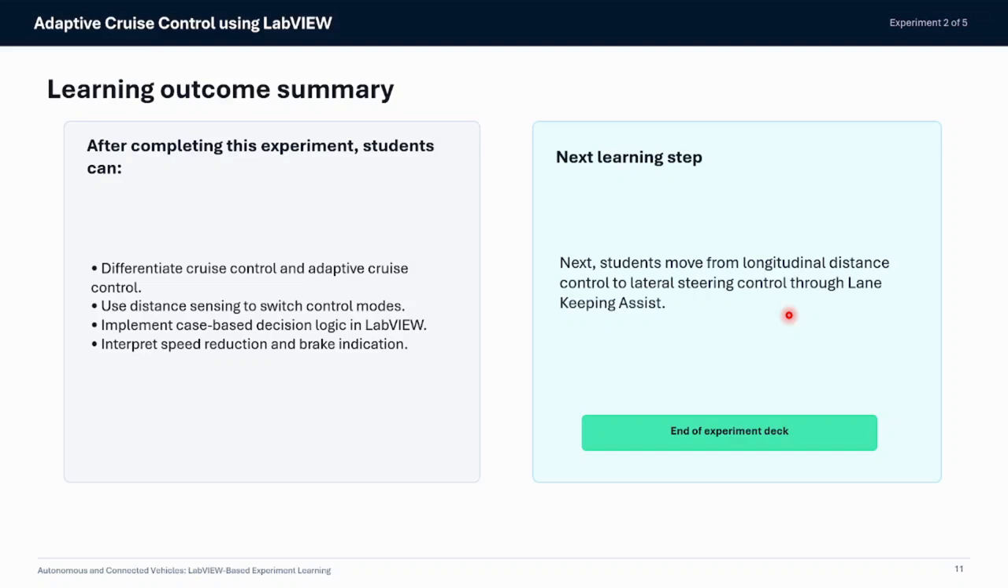So these all are the learning outcomes for this cruise control. Differentiate cruise control and adaptive cruise control, which use distance sensing to switch the control mode. Implement the case-based decision logic in LabVIEW. Interpret the speed reduction on the brake indicator. So next learning steps: next, the student moves to longitudinal distance control and lateral steering control through the lane keeping assistant for the next text.